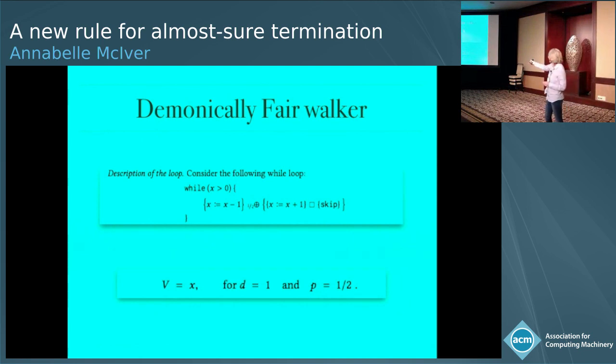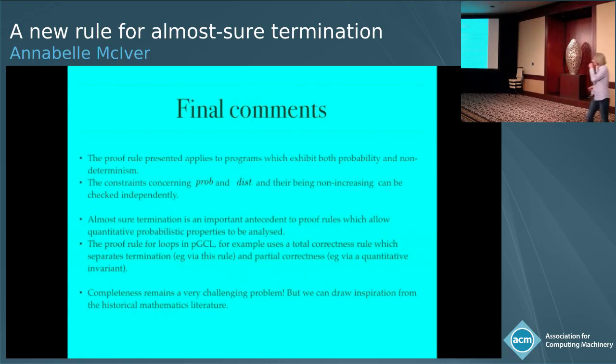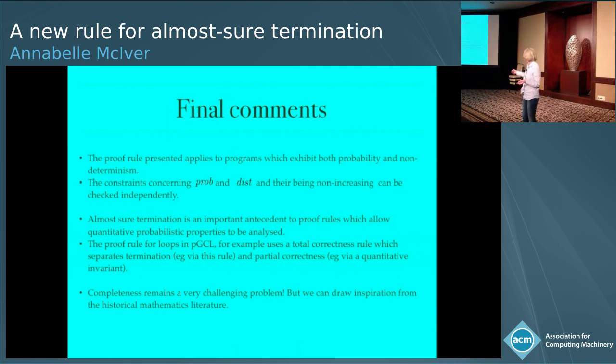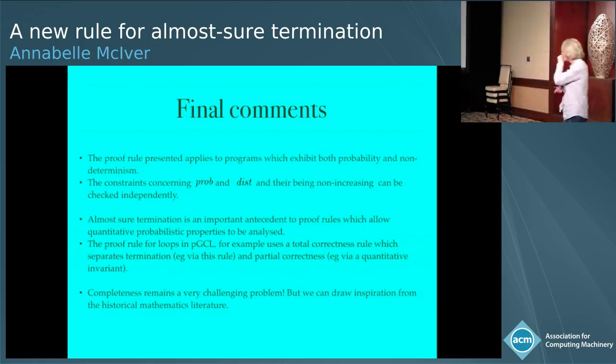So I was happy about that. And finally, I just want to say that this rule works for non-deterministic probabilistic programs. So the logic is set up so that it actually works quite easily for that. And again, this is just a non-deterministic version of the fair walker. So, final comments. The proof rule applies to programs, both probabilistic and non-deterministic. We took away the epsilon and the ranking supermartingale, and we added constraints on probability and the distance moved.